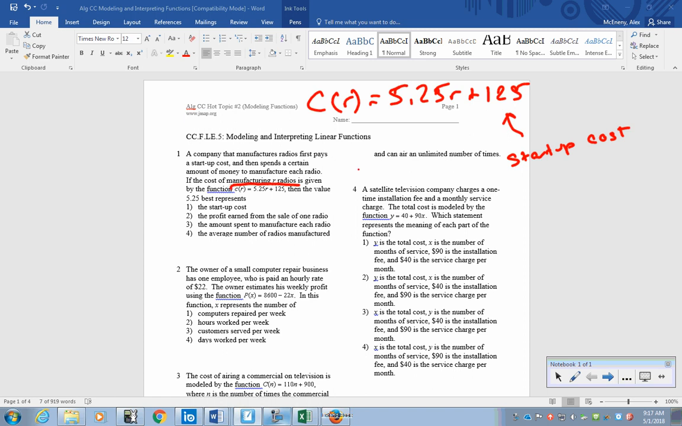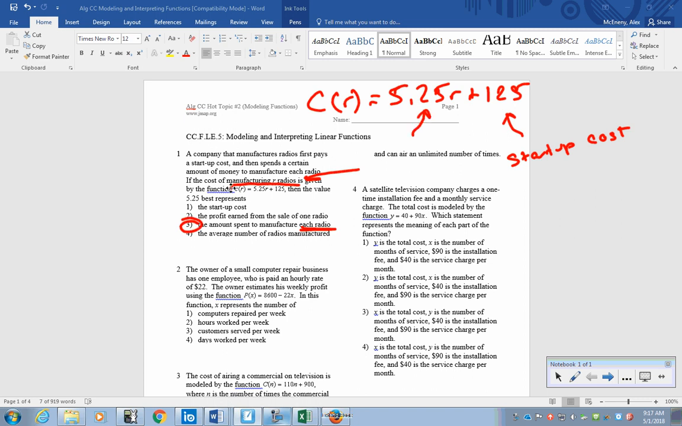Now that's the clue right there. Once they tell us what R represents, then we can figure out what the 5.25 is, because those two are related to each other. So if manufacturing our radios is what they're talking about, that means that the 5.25 is going to be the amount for each one, which in this case would be answer 3.